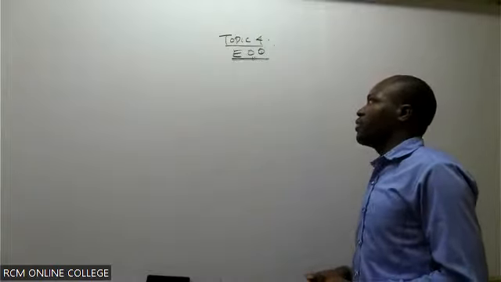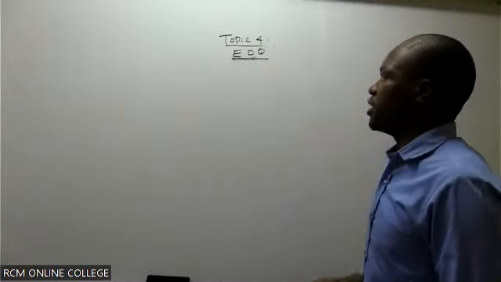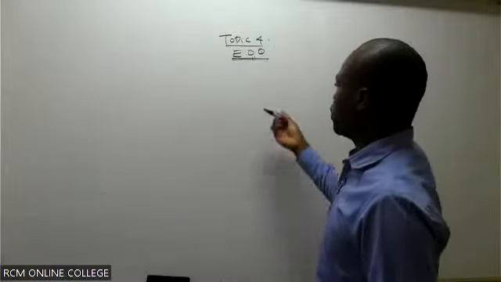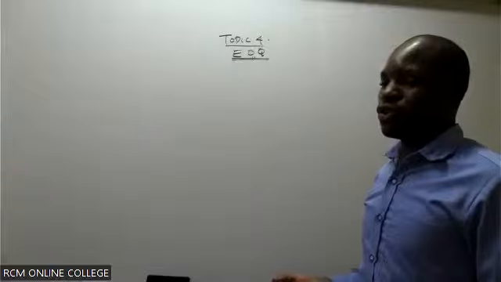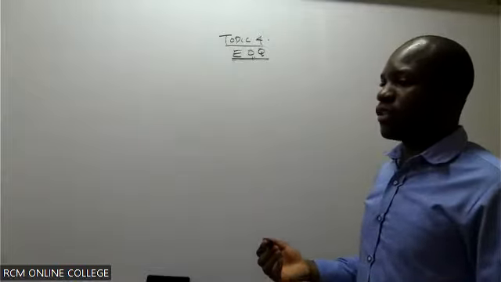Of topic number 4. So when you talk about economic order quantity, this is the quantity at which the company is trying to minimize the total cost incurred to take care of these goods.